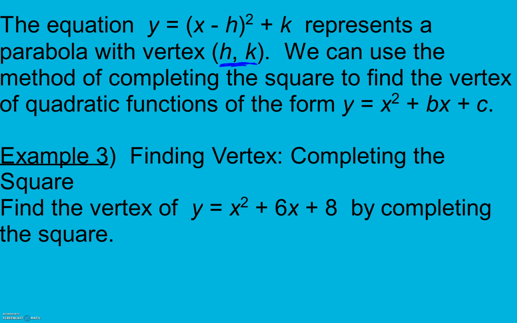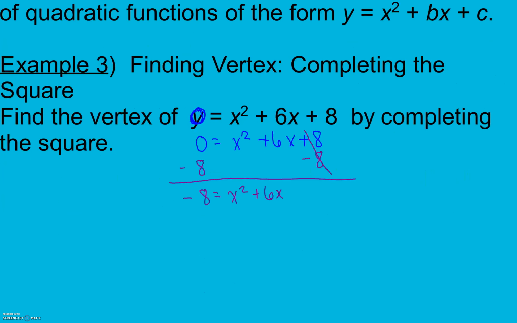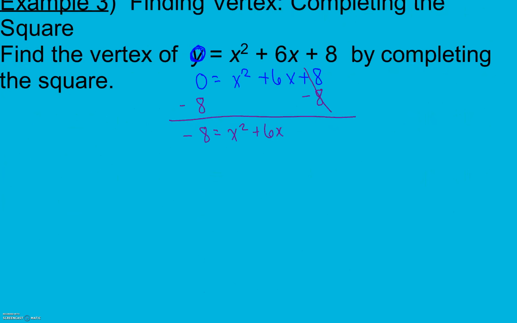So here, first thing we're going to do is I'm going to plug a 0 in for y for now. Now, our first step for completing the square here is going to be the same. I want to move the 8 to the other side. Okay, I want just the terms that I'm working with, my ax squared and bx, to be on the same side. Now, I take my b value, here, 6, half it, and square it.